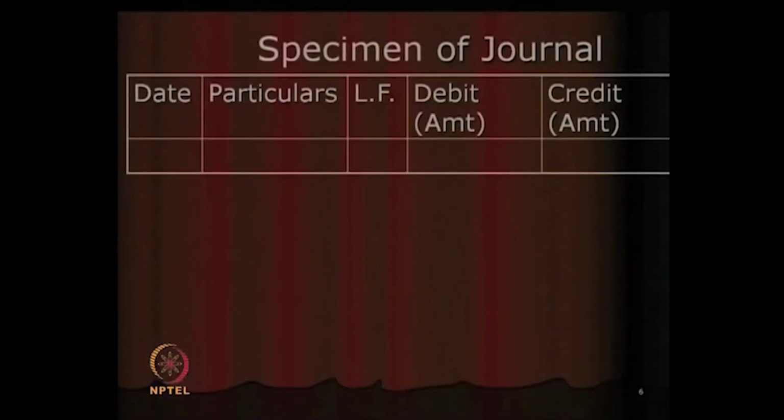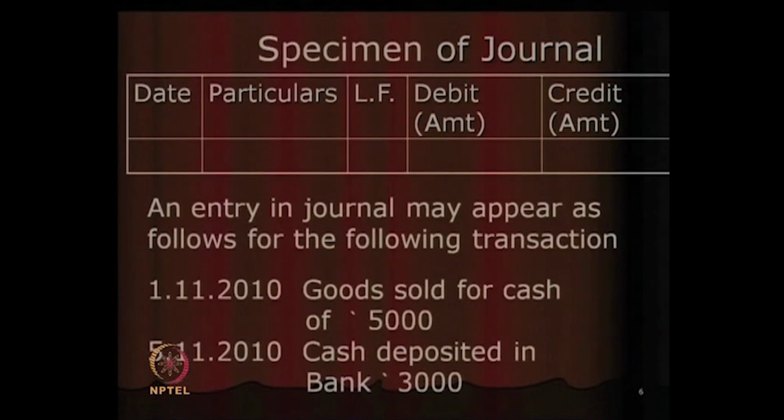So, here you can see specimen of journal. We record date, we record particulars, we record LF, LF is ledger folio, then we record debit amount and we also record credit amount. All entries in the journal appear as follows. So, we will try to see now actually how do you record. I know you are still not aware about what is LF. LF stands for ledger folio. Now, from the journal the transactions are going to be transferred to something else which is known as ledger.